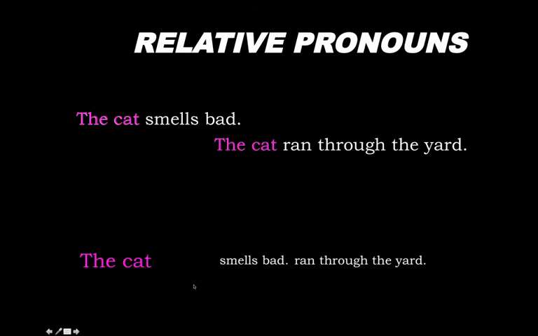But now we have a blank. The cat blank smells bad, ran through the yard. The object that would be put right here is what we call the relative pronoun. And in English, this is one of those words like which, who, that. So the cat, which smells bad, ran through the yard.